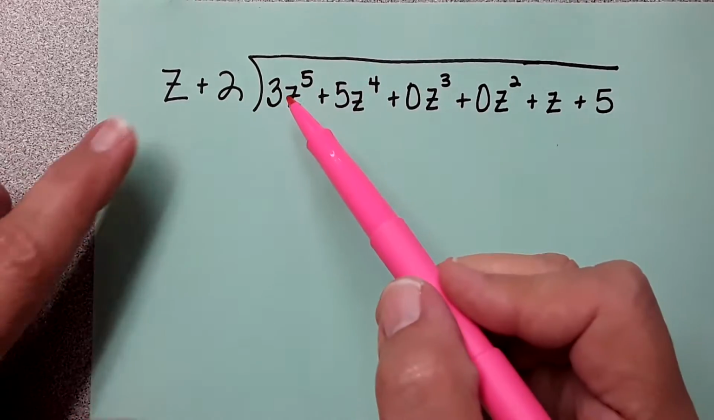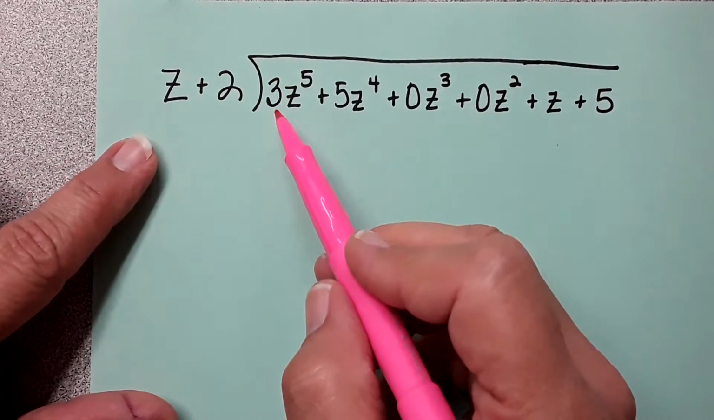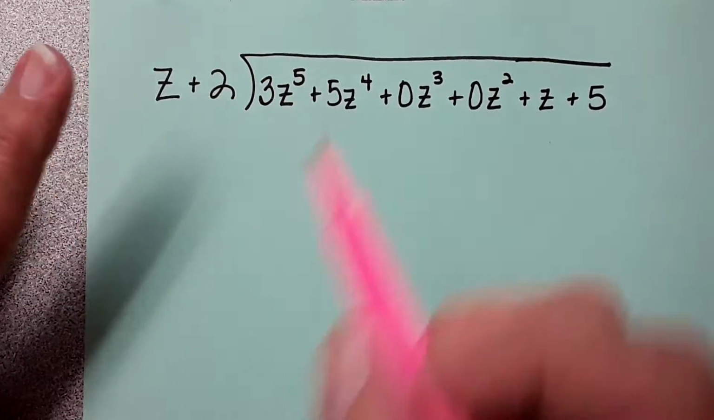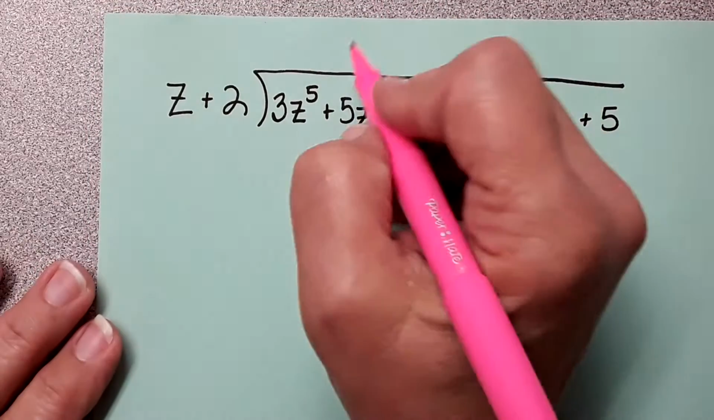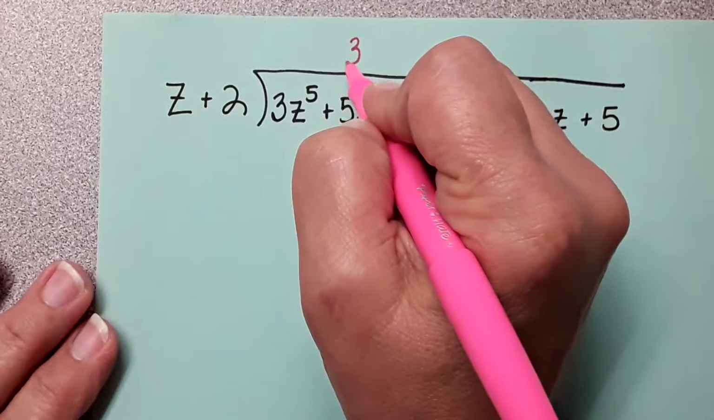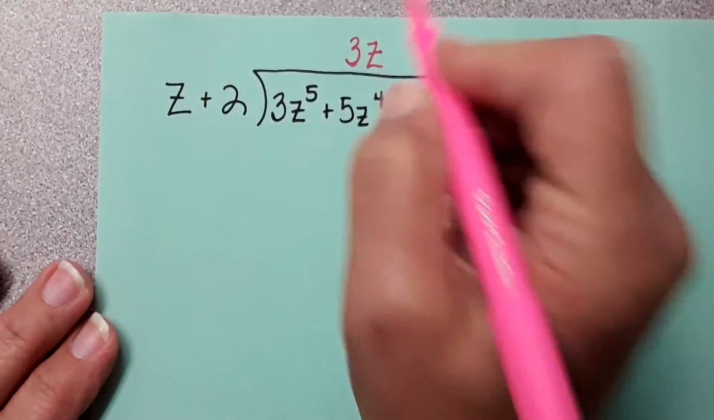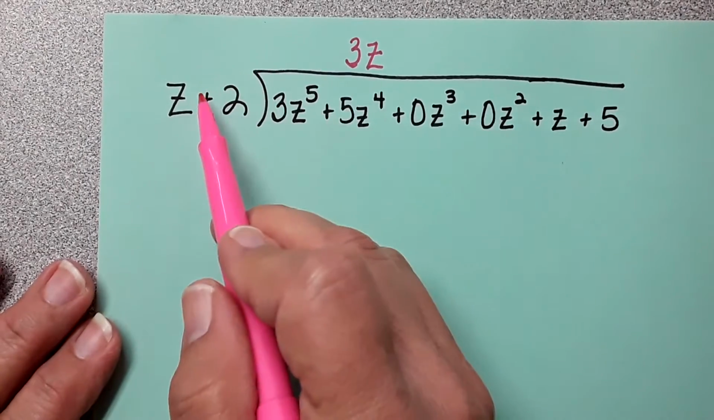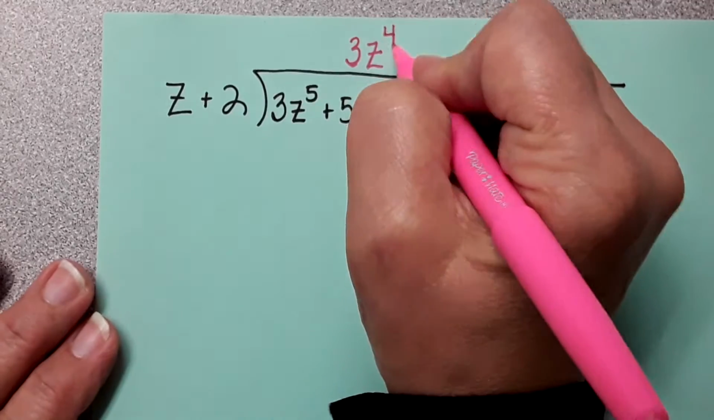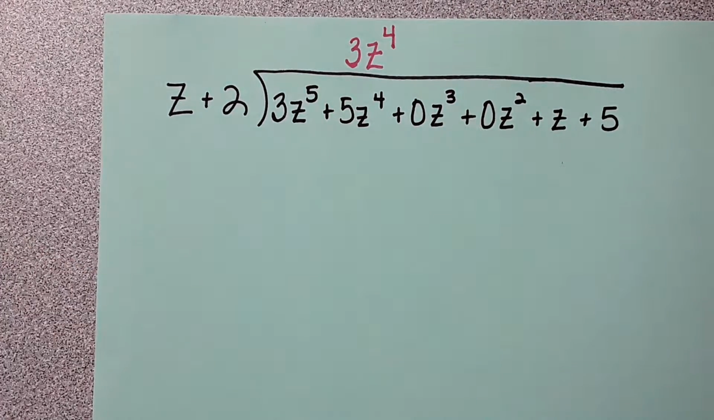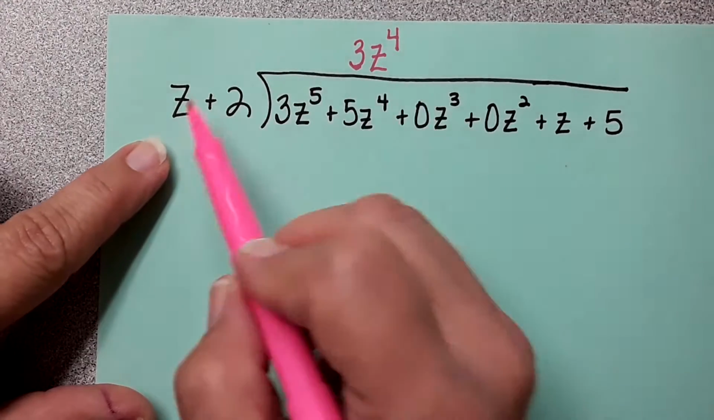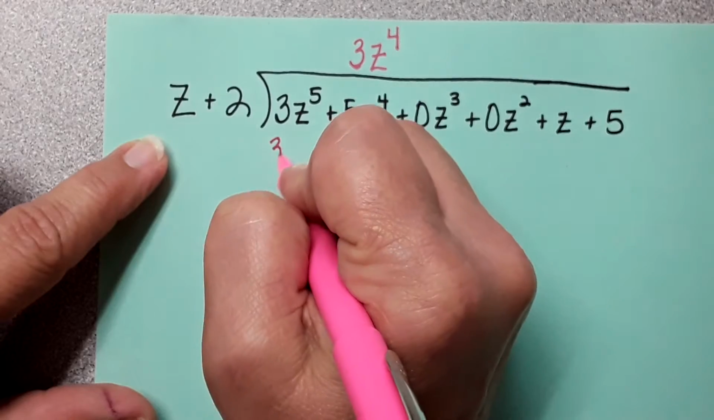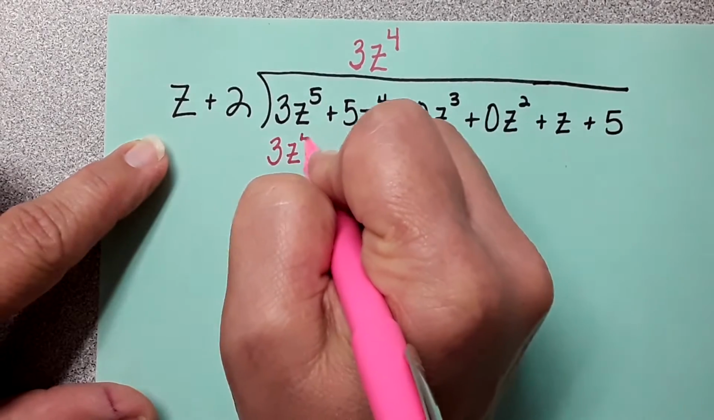So what can I multiply by z to get 3z to the 5th? Let's start with the easiest one. What's the first one? We're going to put 3. We know we're going to need a z. There's 5 here, I have 1 here, so I need 3z to the 4th. Notice I needed 1 less than I had, right? So 3z to the 4th times z is 3z to the 5th.